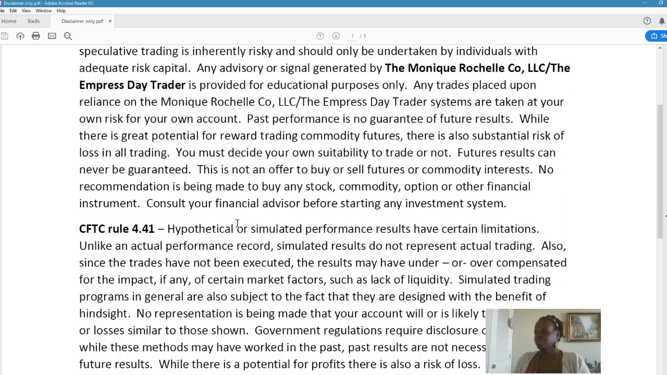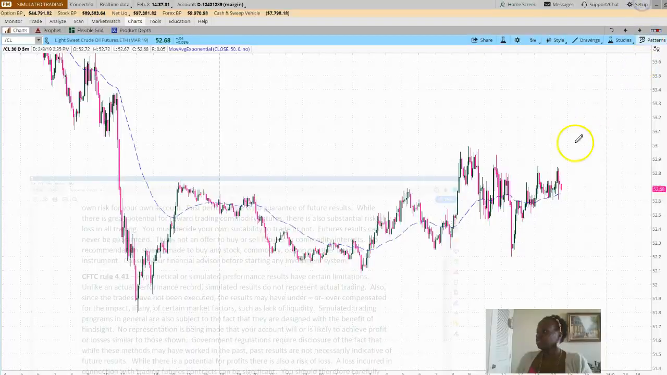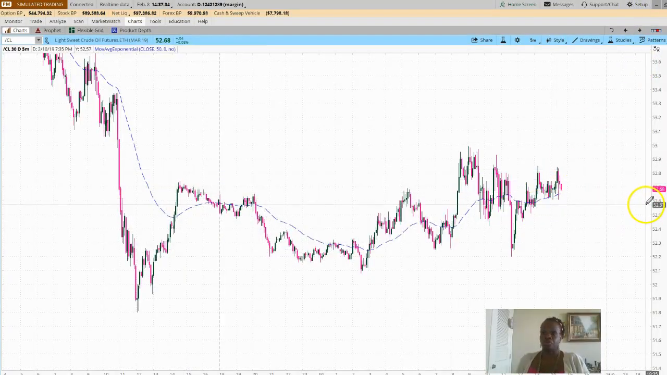All right, so let's get started. Now we're going to go to a chart. We trade futures, that's what we teach. But regardless of whether you're trading stocks, options, futures, Forex, you have to know how to read the chart. You have to know what the market is saying to you, what price action is saying.